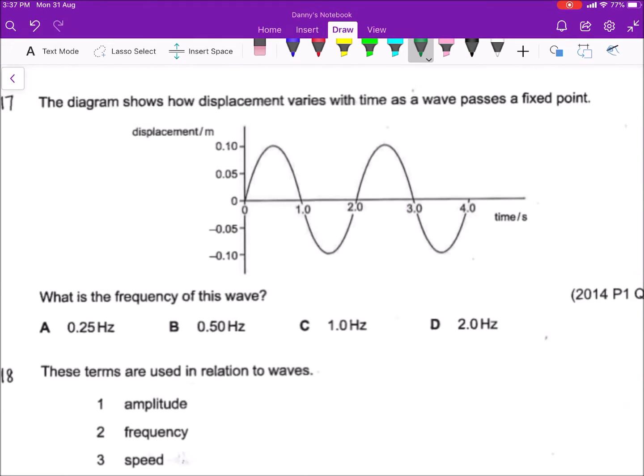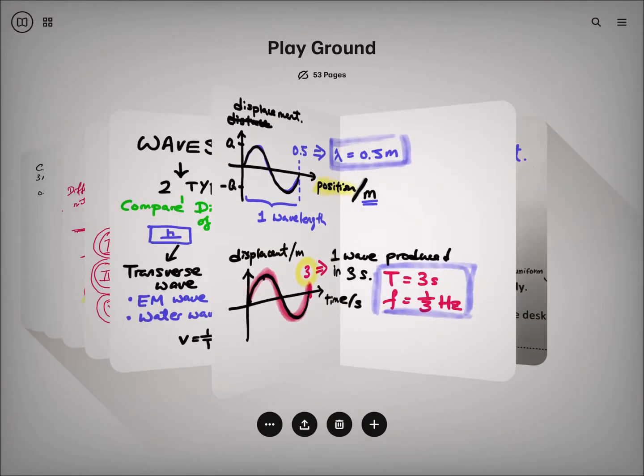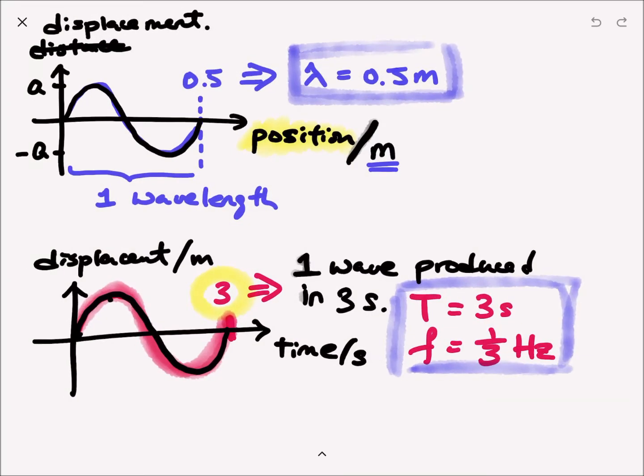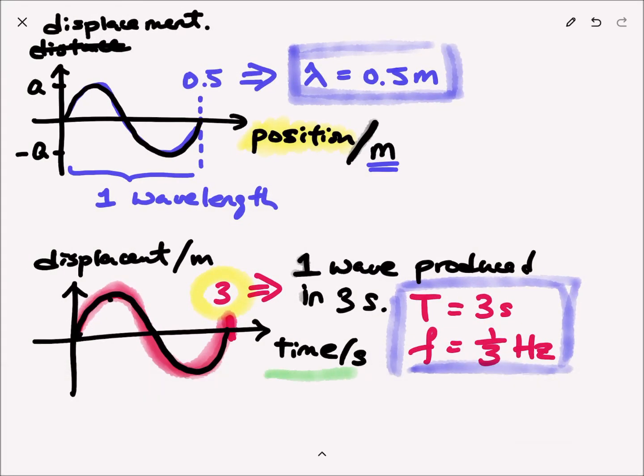Okay, carry on. Let's look at question 17. Question 17 is a displacement time graph, and we talk about it over here. In a displacement time graph, we can actually find the period. If you see there's one wave, it takes 3 seconds, then that is the period.